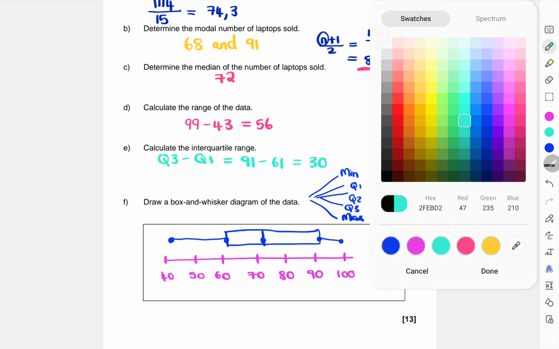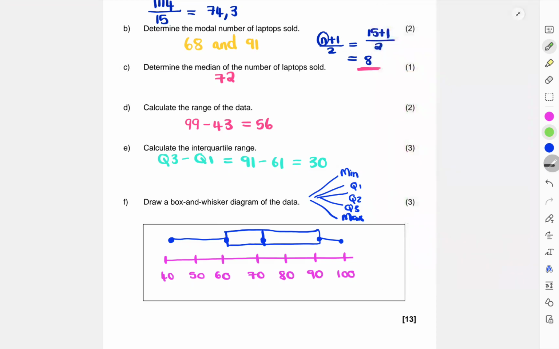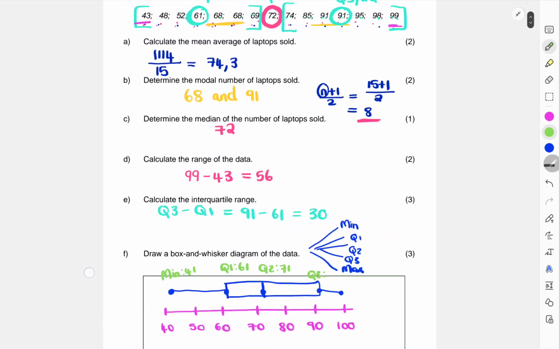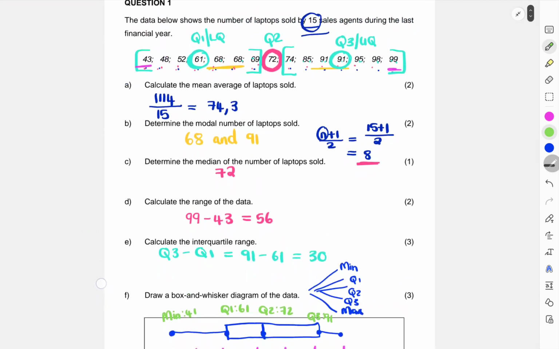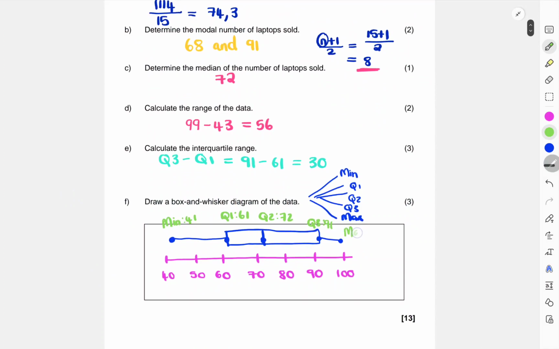Okay, and now if you want nice full marks for this one, please don't forget your headings. Let's do it in green. This is your minimum, which is 41. Your quartile 1 is easier perhaps to say. Quartile 2 is 71. Quartile 3 was 91. Sorry, I see I made a mistake. Quartile 2 is 72, and your maximum is 99.